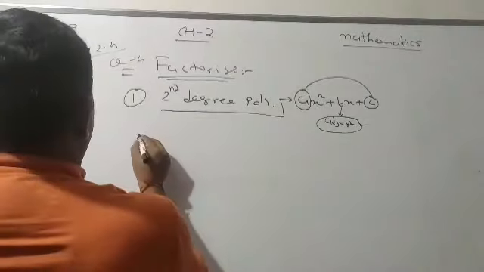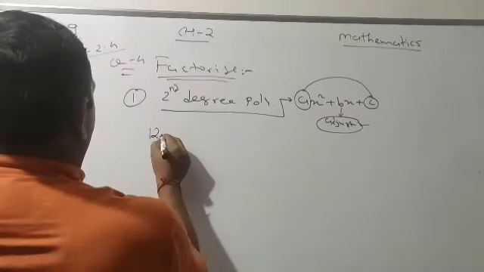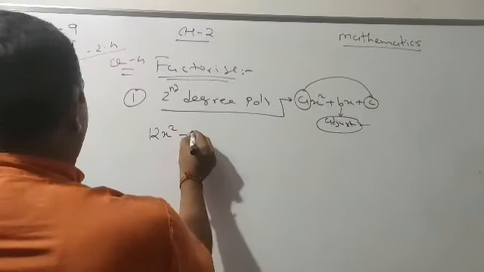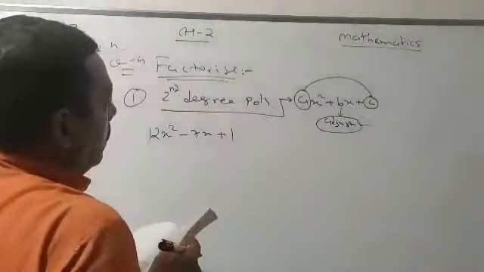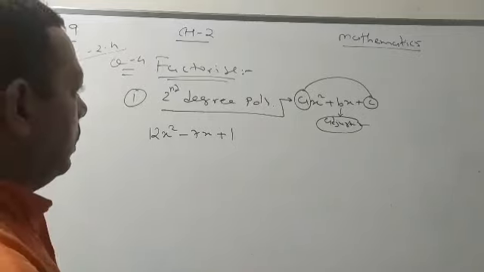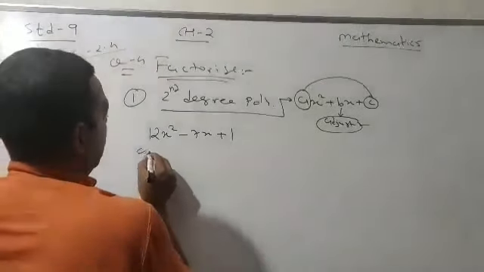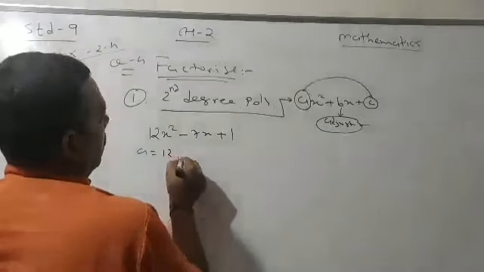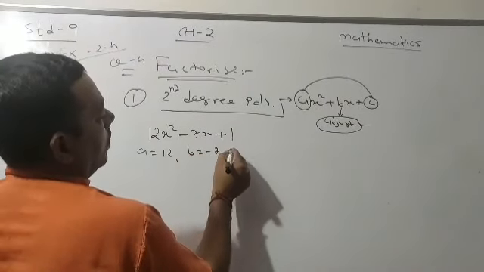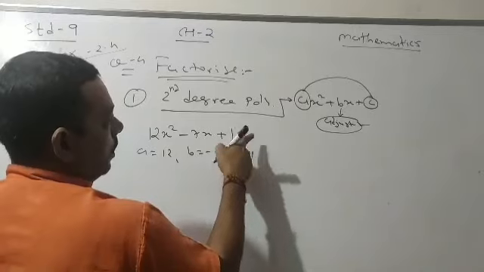Now the question is 12x square minus 7x plus 1. Now observe this question and tell me what is the value of a. As I wrote here, the coefficient of x square is a, that is 12, b is minus 7, and c is the constant term 1.